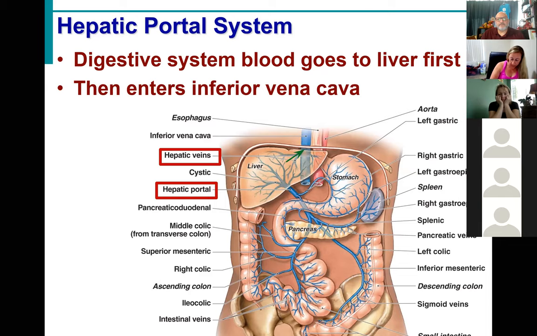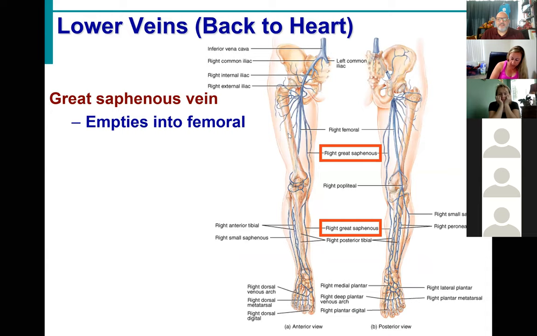All right, again, the leg veins are pretty much identical to the leg arteries with two big exceptions. Those two big exceptions is we have the express route. The express route is this large blood vessel that pretty much goes up the medial aspect of the leg from the foot all the way up and feeds into the femoral vein. And that is the great saphenous vein. The great saphenous vein is the longest vein in the body.